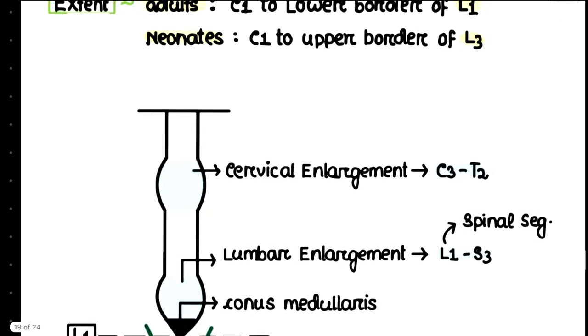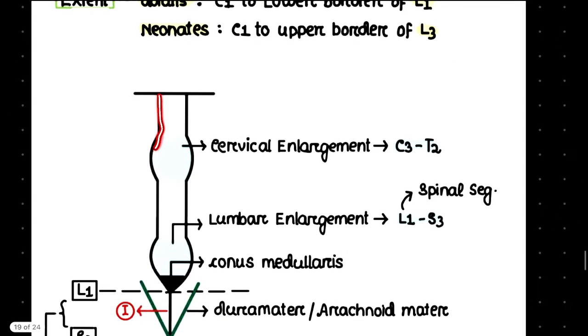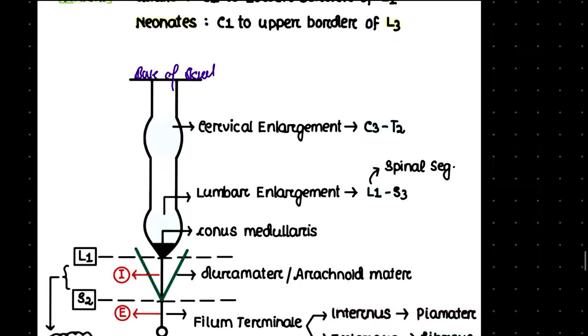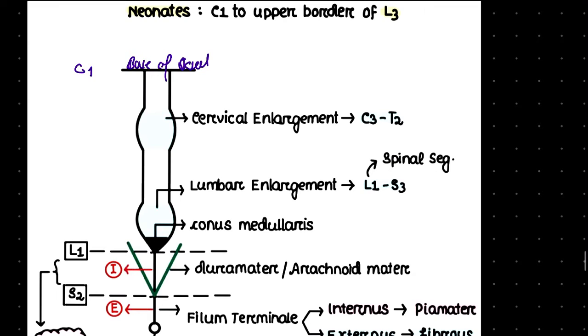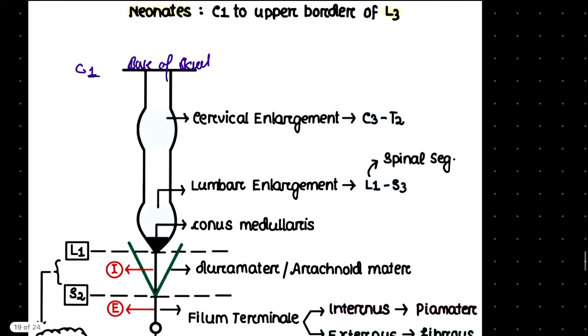Now, this is our longitudinal section of our spinal cord. Here, this is our base of skull. And what we studied till now, it is extended from C1 to our L1 level.